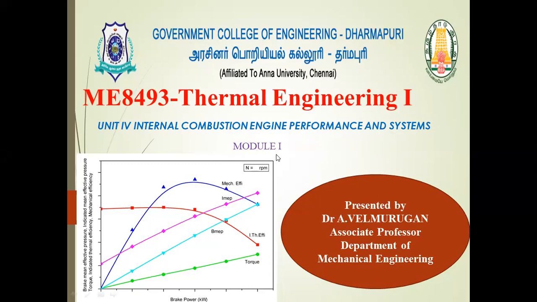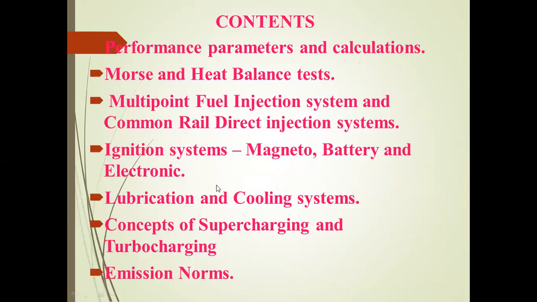From Module 1, we can discuss the introduction to the basic performance parameters used for the internal combustion engine. Generally, the basic performance parameters are brake thermal efficiency, brake specific fuel consumption, brake mean effective pressure, indicated mean effective pressure, torque, indicated thermal efficiency, and mechanical efficiency.